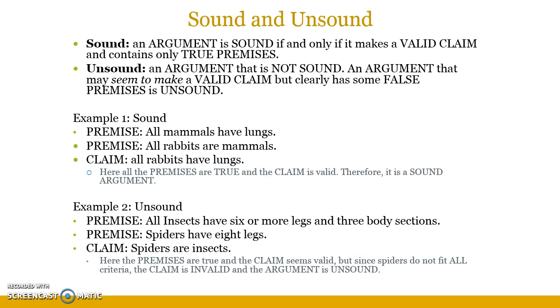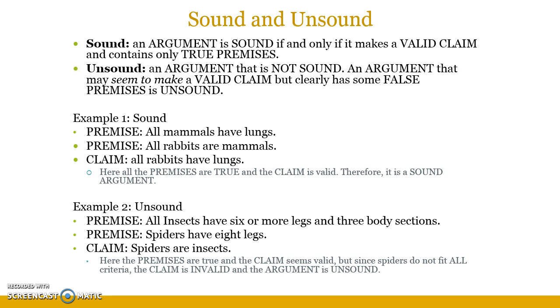Example 1. Sound. Premise: All mammals have lungs. Premise: All rabbits are mammals. Claim: All rabbits have lungs. Here, all the premises are true and the claim is valid. Therefore, it is a sound argument.